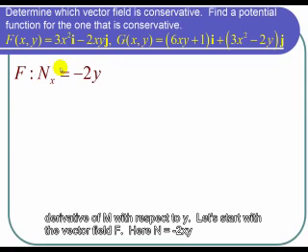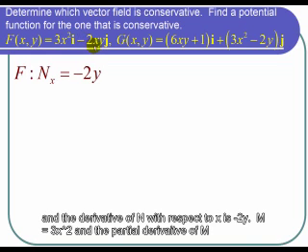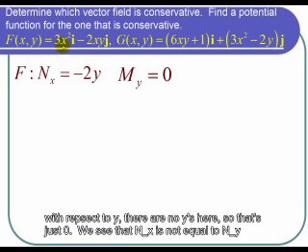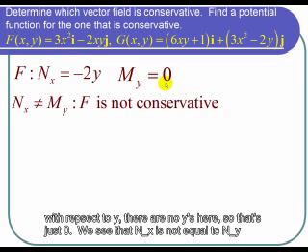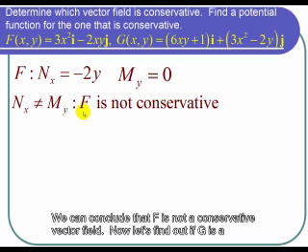And here, N is negative 2xy, and the derivative of N with respect to x is negative 2y. And M is equal to 3x squared, and the partial derivative of M with respect to y, well, there are no y's here, so that's just 0. So we see that N sub x is not equal to M sub y. So we can conclude that F is not a conservative vector field.